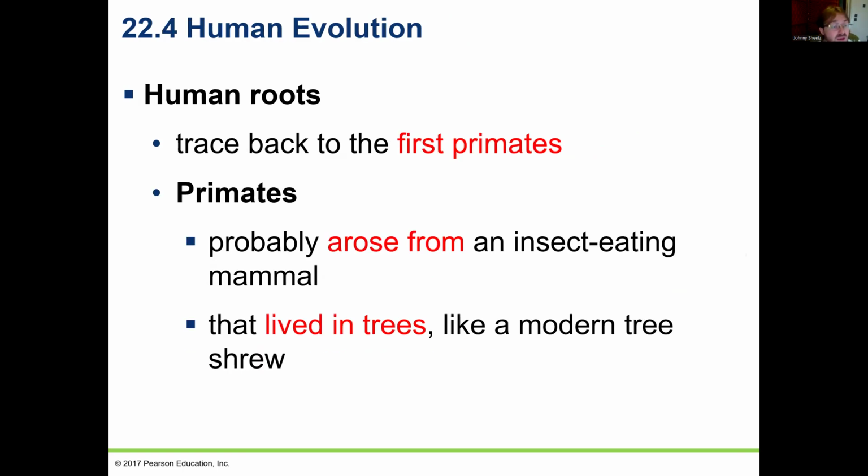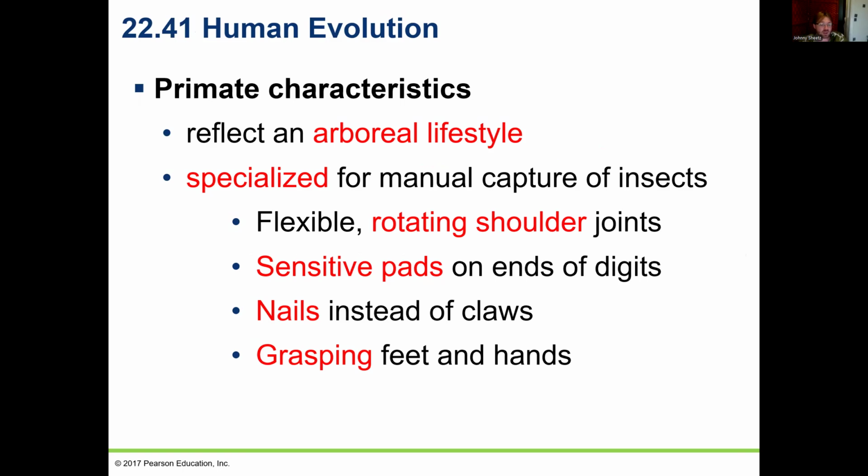Now, humans, we trace our roots back to the first primates. We most likely arose from a series of insect-eating mammals that lived in trees, kind of like a tree shrew or a squirrel. Over time, a lot of our adaptations are associated with being an arboreal squirrel-like insect eater. We have super sensitive rotational shoulder joints, sensitive pads on the end of our digits. We have nails, and we have grasping feet and hands. All of that is associated with insect capture. If you look at the tiny hand of a shrew, it kind of looks like a human hand. It's really weird.